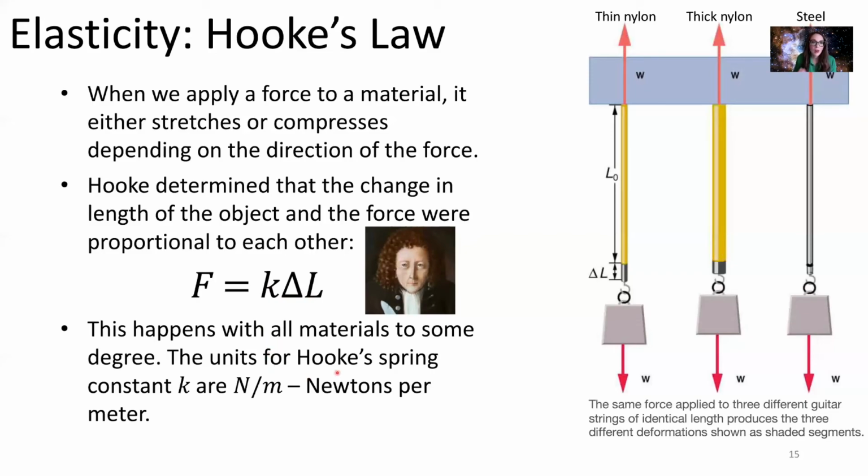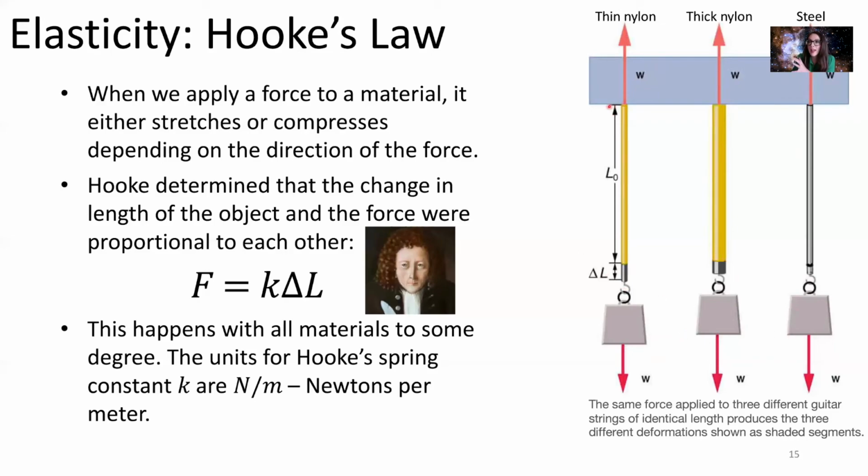If we're talking about stretching out a spring, the units for Hooke's spring constant k are newtons per meter. Okay, so here we have, for example, 3 different materials that we're going to stretch. Here we have a thin nylon string, a thick nylon string, and then steel. We are going to put some mass on it. This mass has some weight that is constant, and we're going to put that same mass on all 3 of these materials and see how much they stretch.